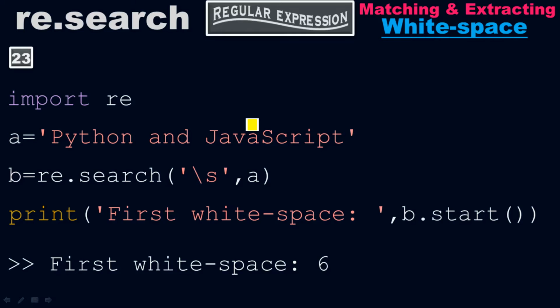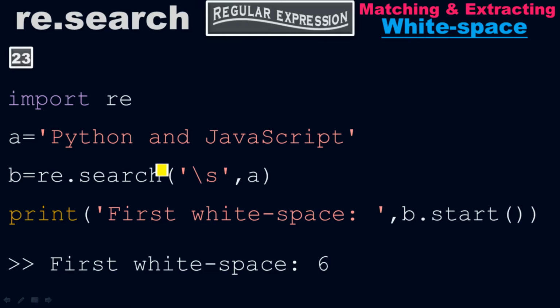Look, this is different compared to the previous one which we have done for the white space. Here we are finding the index number for the white space. So as usual, always import the regular expression library here. A equals Python and JavaScript. This is the a value. And then b equals regular expression dot search of backslash with a small s, comma a.